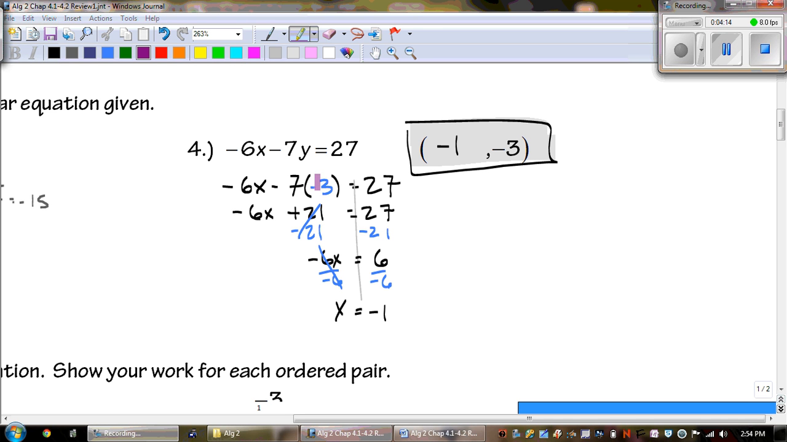Okay, so I plugged in the negative 3. Negative 7 times negative 3 is a positive 21. Don't forget that negative sign in front of the 6. Subtract 21 from both sides. 27 minus 21 is 6. And when you divide by negative 6, we get x equals negative 1. So my final answer is the completed ordered pair, negative 1, comma, negative 3.